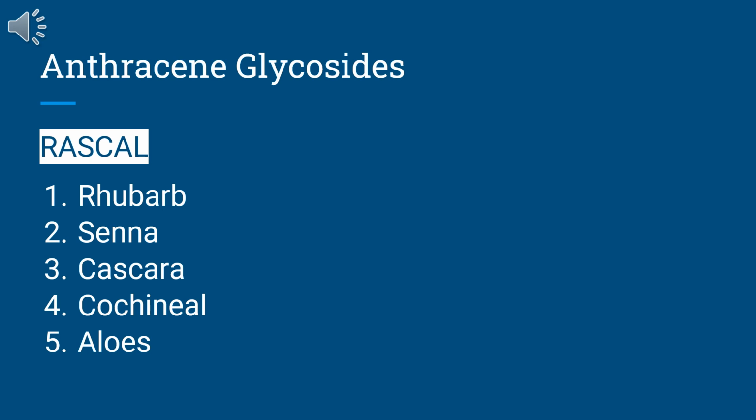To remember anthracene glycosides, we can use the word RASCAL. R for rhubarb, A for the term anthracene glycoside, S for senna, C for cascara and cochineal, Al is for aloe.